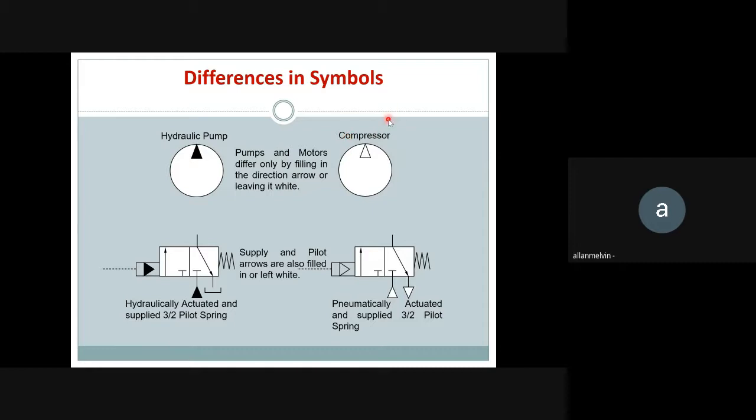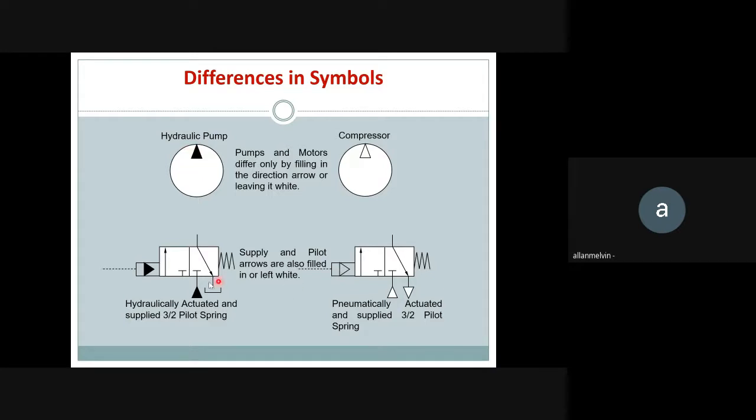When I ask you to do a narrative or give an explanation, make sure you use the right term. Jangan cakap pneumatic pump. I minus mark because it's a wrong understanding. Don't say hydraulic compressor either. That's wrong, it shows that you don't understand it. Pumps and motors differ only by filling in the direction arrow or leaving it white. Either you leave it white for pneumatic or you fill the direction arrow with black color.